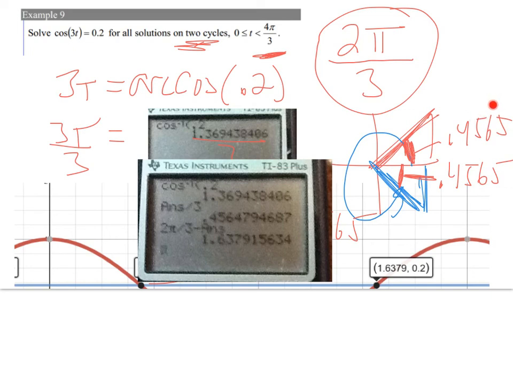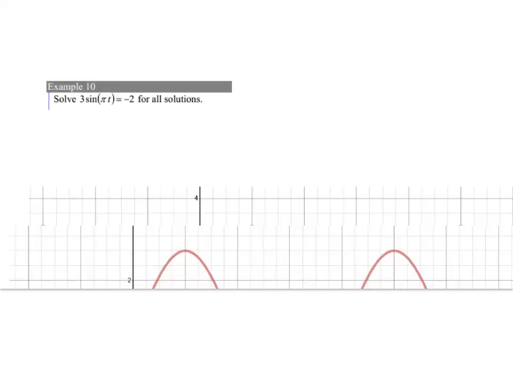0.456 to get the next angle, and then I'd have to add the same number to this angle, and that would be the fourth solution in that range. Okay, and I'll let you do that on your calculator. Okay, so now they're asking us for all solutions, and I'm pretty sure we're doing radians.